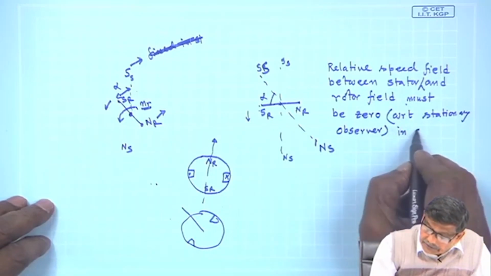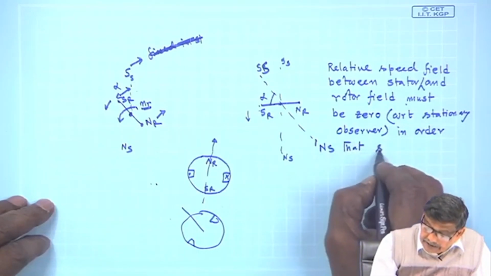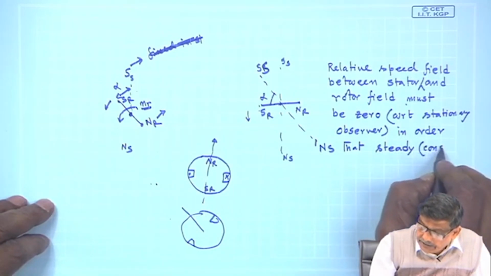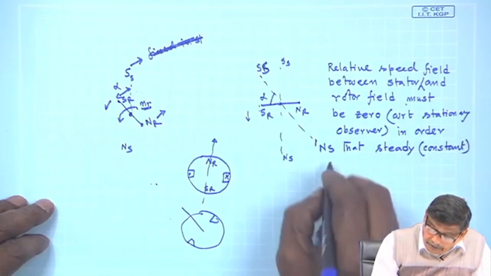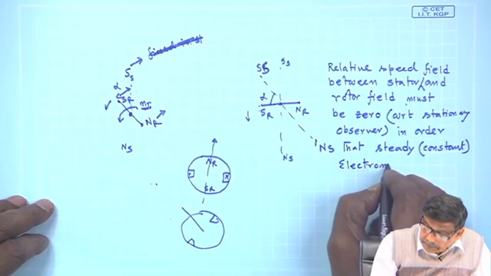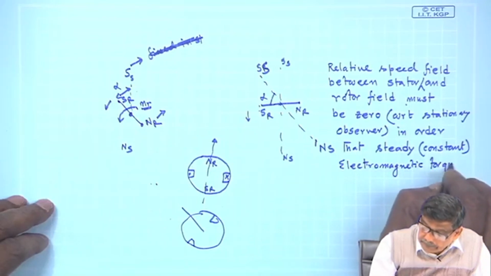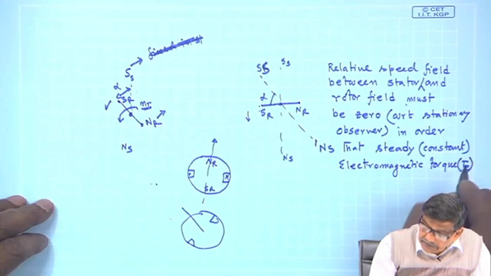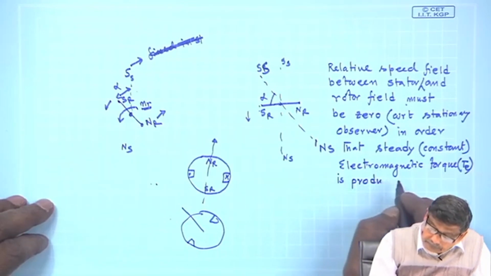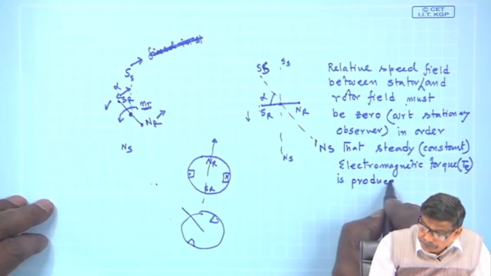in order that steady, which means constant, electromagnetic torque, which I am denoting by T, is produced. In order that steady electromagnetic torque T is produced.